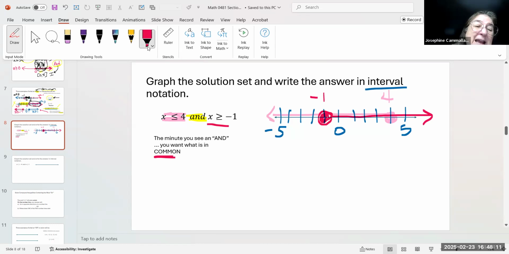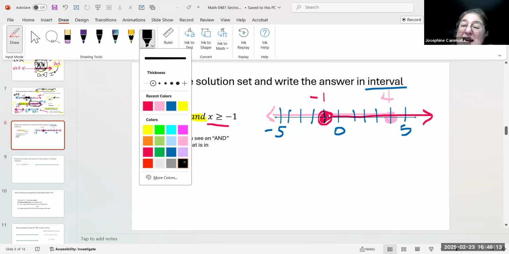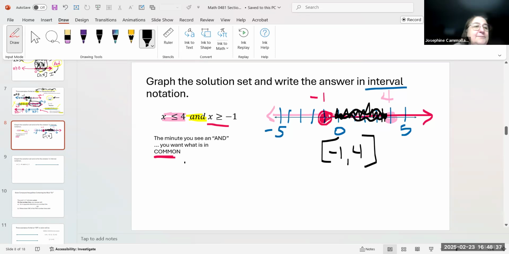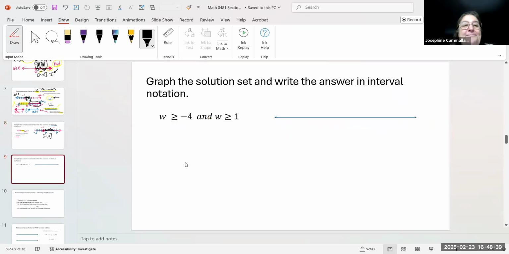Where is my common area? Right here where the black is, between the 2 dots. Where is it in common? Where do they cross? Where does my pink and my red meet? Between the 2 dots. Okay. Now, little different.